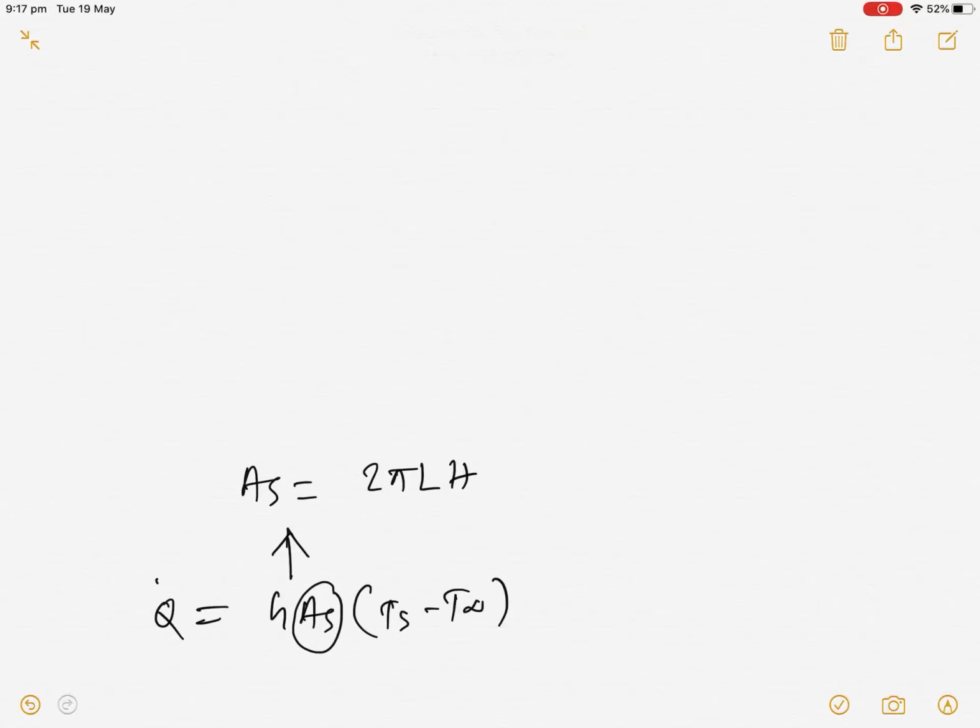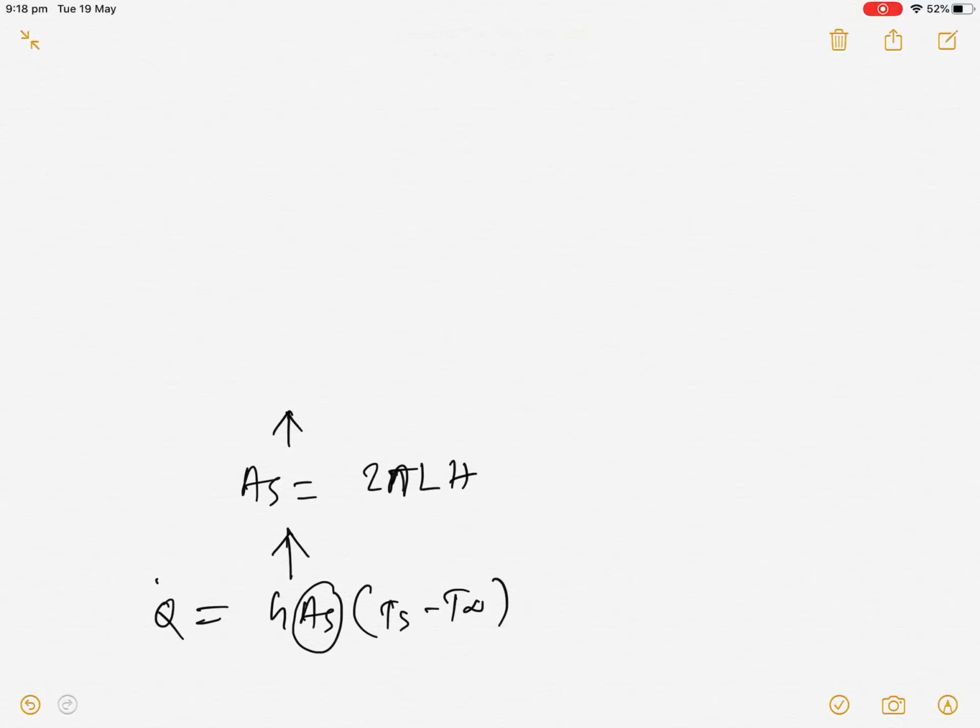So we actually need the heat transfer surface area, As. So N is actually the number of fins. When we calculate the surface area, we need the length, we need the height for both sides, and we will consider how many fins we have here.